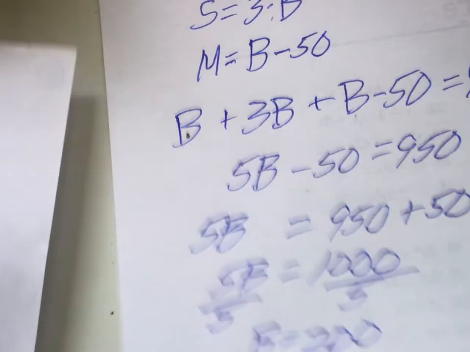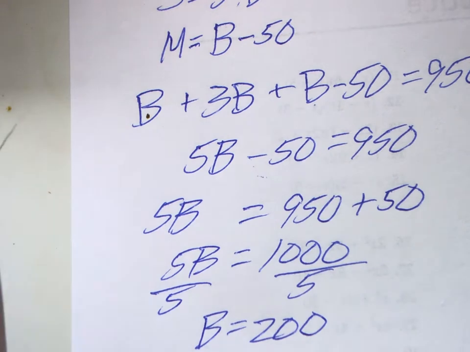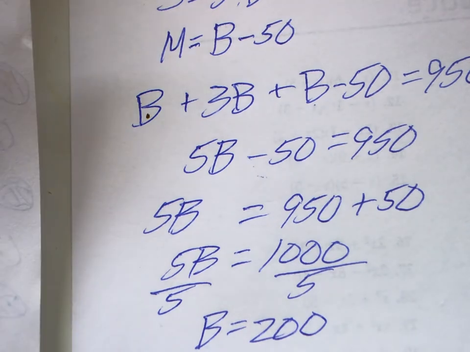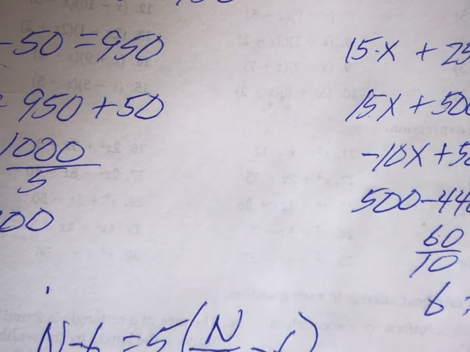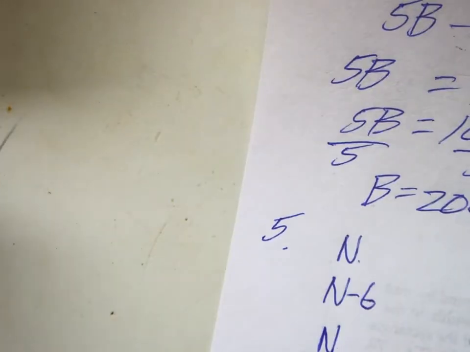Okay, one more to go. The rectangular garden below is twice as long as it is wide. If the total distance around the garden is 120 feet, what is the width of the garden in feet? So, they made this one pretty easy. Let's call the width W, right? The length is equal to 2W.